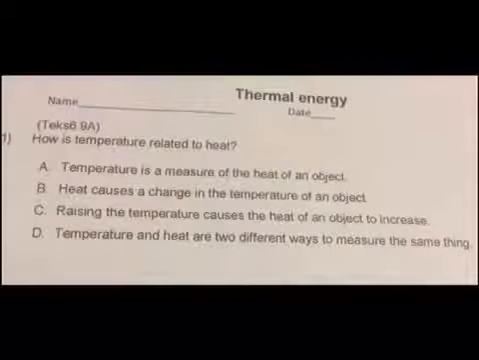Thermal energy. Number 1. How is temperature related to heat? A. Temperature is a measure of the heat of an object. B. Heat causes a change in the temperature of an object. C. Raising the temperature causes the heat of an object to increase. D. Temperature and heat are two different ways to measure the same thing.